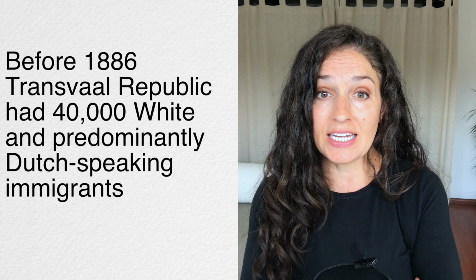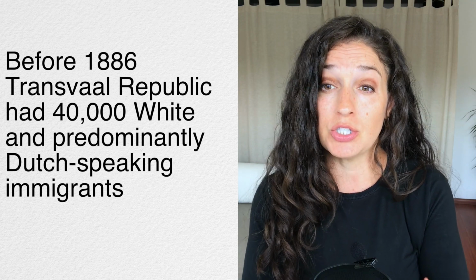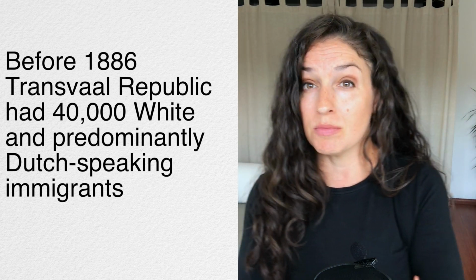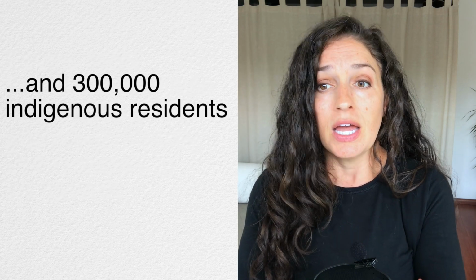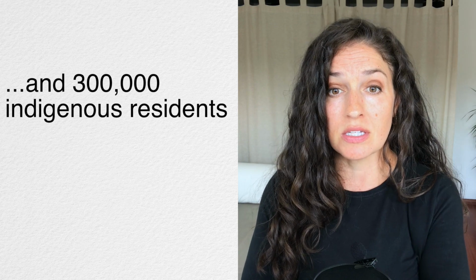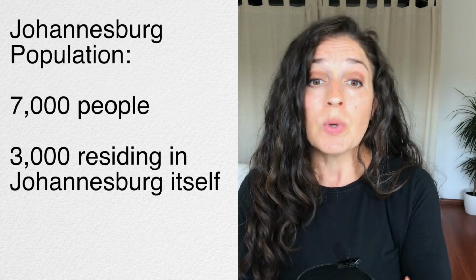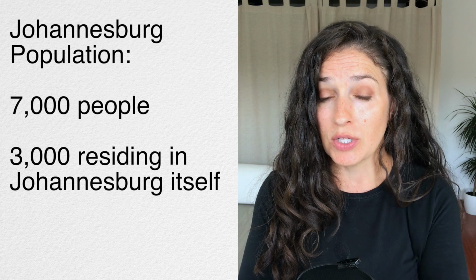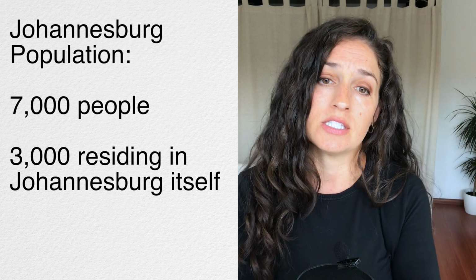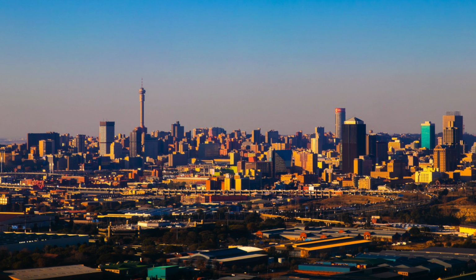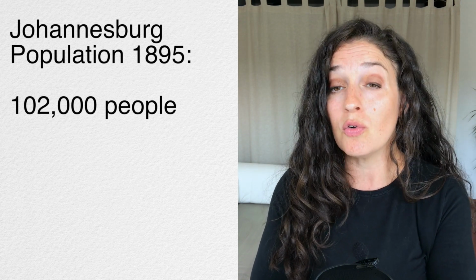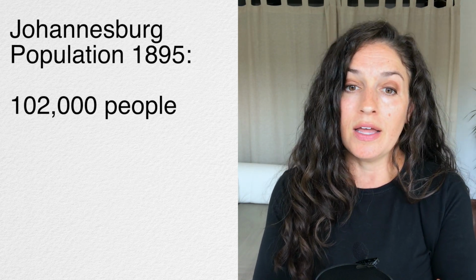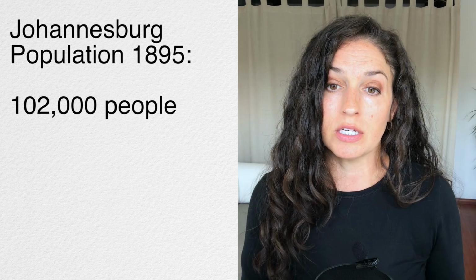So before 1886, the Transvaal Republic is estimated to have been the home of some, let's say, 40,000 whites and predominantly Dutch-speaking immigrants, and 300,000 indigenous residents from places throughout southern Africa. Within a year of the discovery of gold, though, in Johannesburg, the whole reef was estimated to have some 7,000 people, with 3,000 residing in Johannesburg itself. By 1895, Johannesburg was known to hold over 100,000 people, and this number was equally divided between black and white residents.